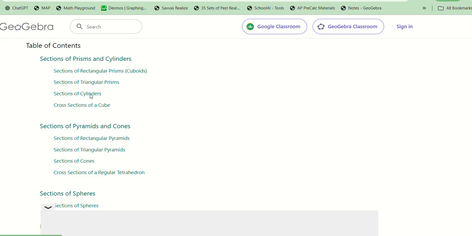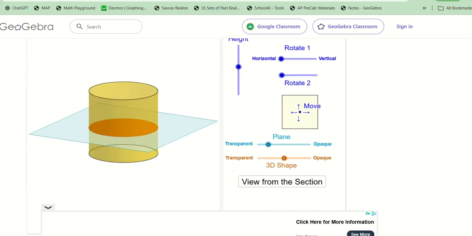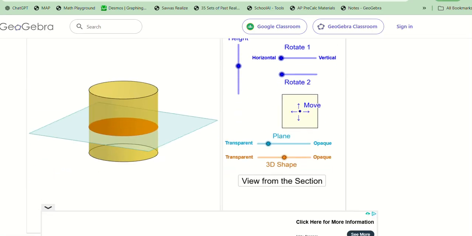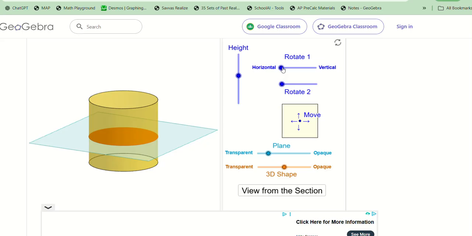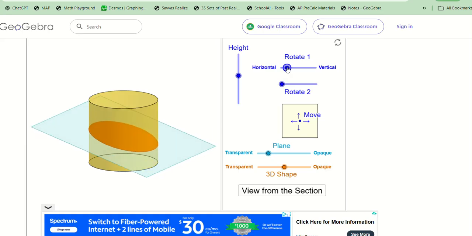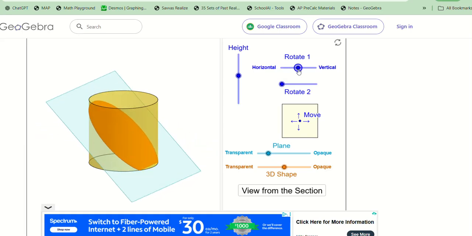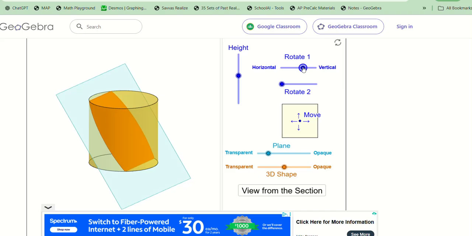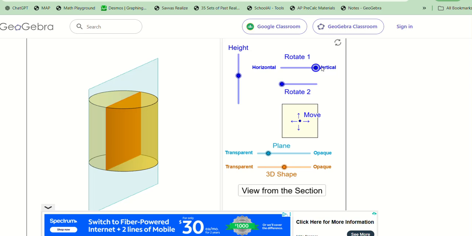Sections of a cylinder. Okay, that one was parallel to the base, right? Okay, I'm going to rotate it so it's not straight anymore. Boom. Yep. It's an oval. And if I keep going, it becomes a weird shape that's not anything. If I go perpendicular, I get a rectangle.